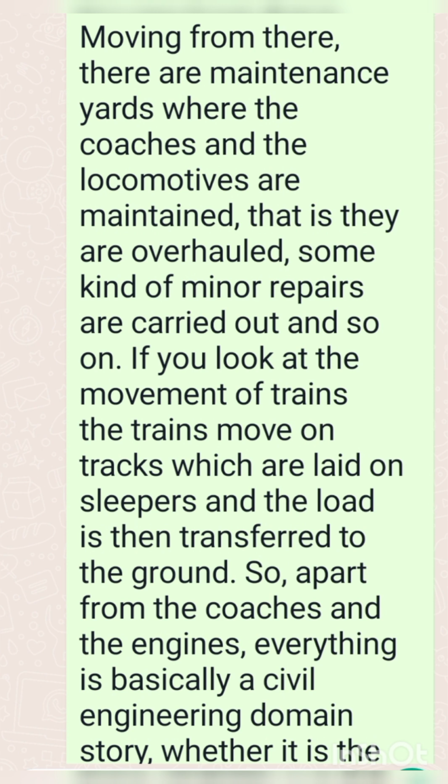Moving from there, there are maintenance yards where the coaches and the locomotives are maintained. That is, they are overhauled and some kind of minor repairs are carried out and so on. If you look at the movement of trains, the trains move on tracks which are laid on sleepers and the load is then transferred to the ground. So, apart from the coaches and the engines, everything is basically a civil engineering domain story.